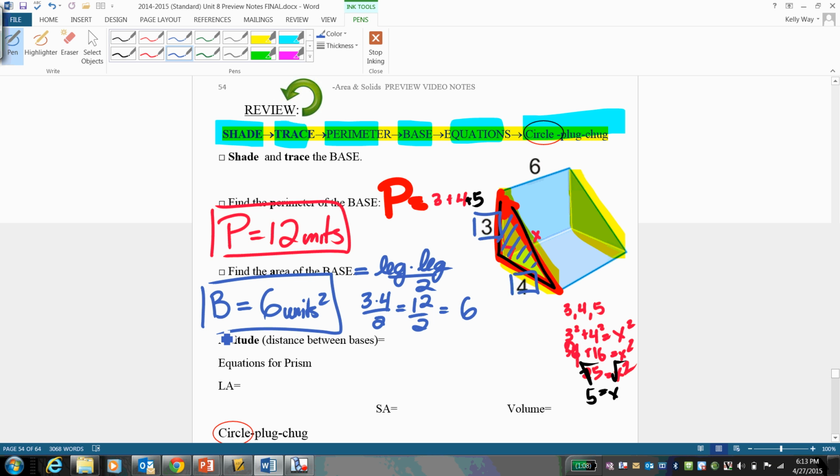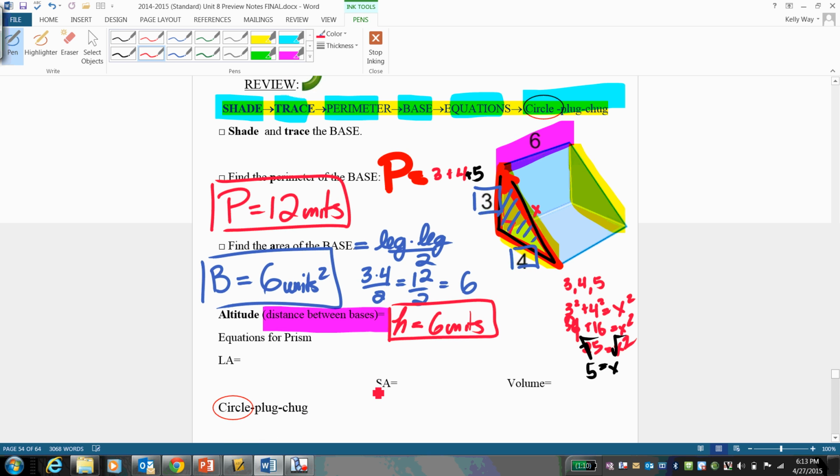Okay, the last thing we want to do is find the altitude, which is also known as the height, and that I define as the distance between the bases. So right here, you want to write h, because in all our equations, that's our height. It is going to be 6 units. That's our height.